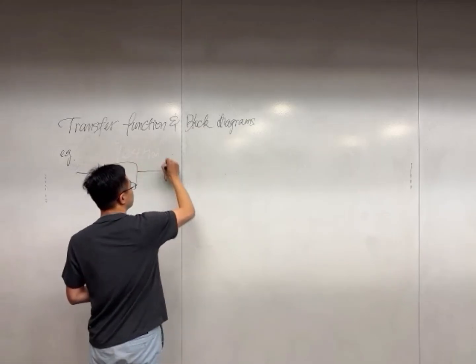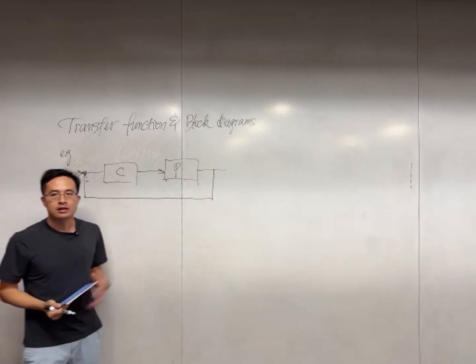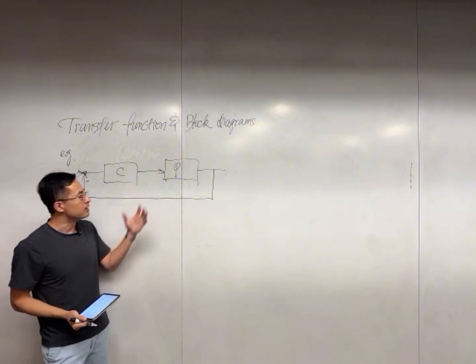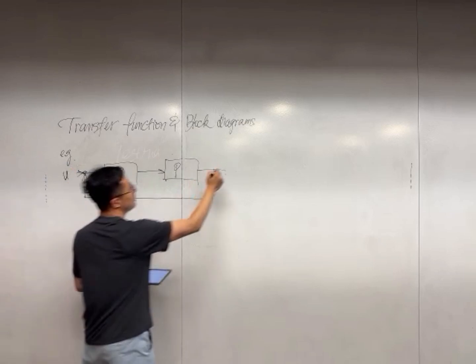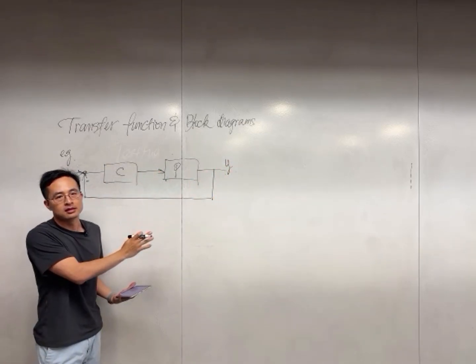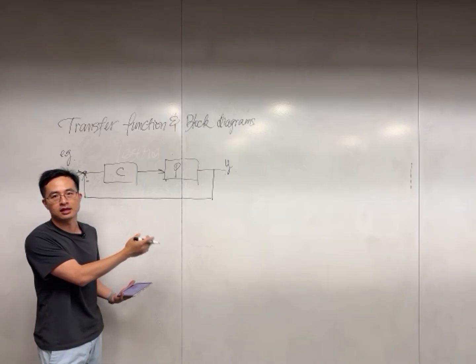I have a plant that I want to control, let's say P, and then I have a controller. This is the most basic block diagram for a control system, a feedback system. And you can analyze the input-output relationship from here to here very easily. But in practice, this is rarely the actual control scheme that is implemented.